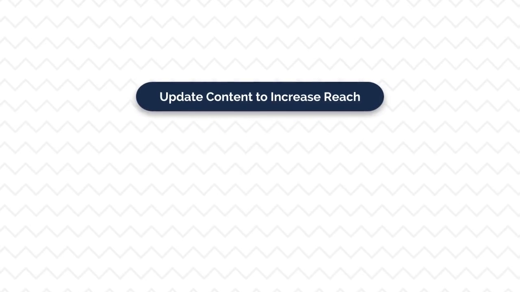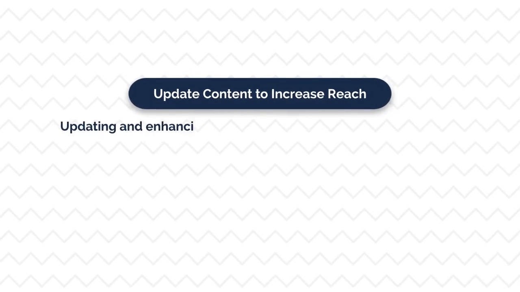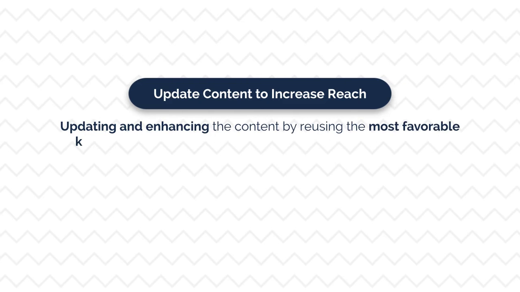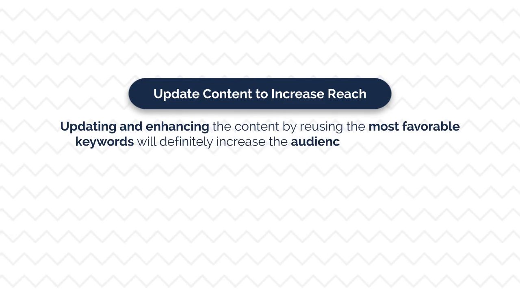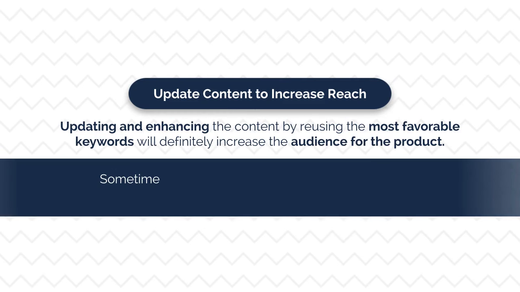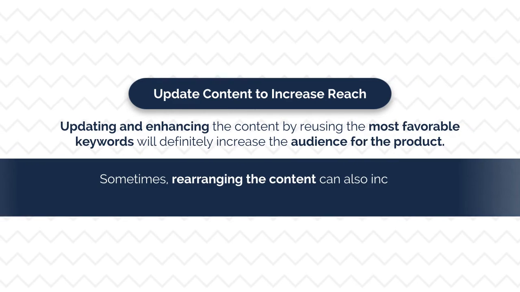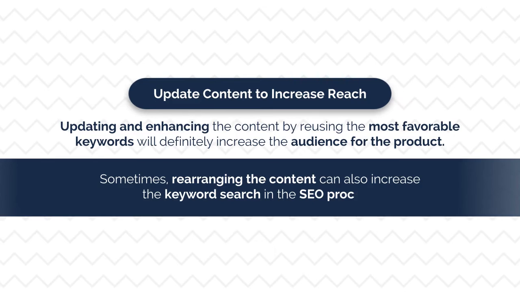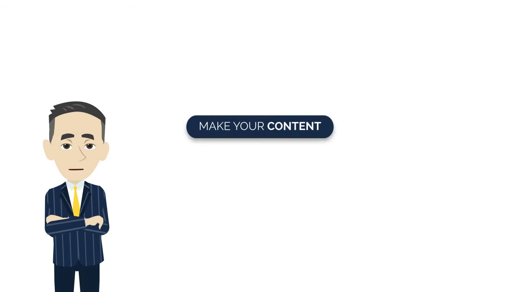Update content to increase reach. Updating and enhancing the content by reusing the most favorable keywords will definitely increase the audience for the product. Sometimes, rearranging the content can also increase the keyword search in the SEO process. Make your content searchable.